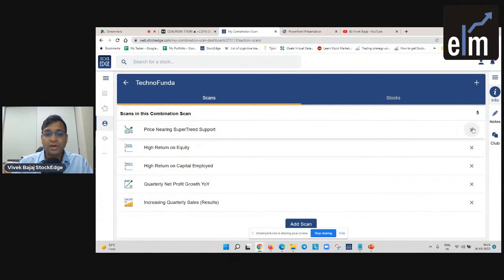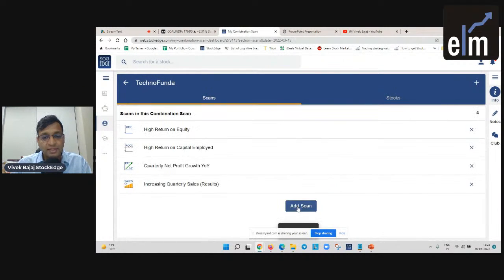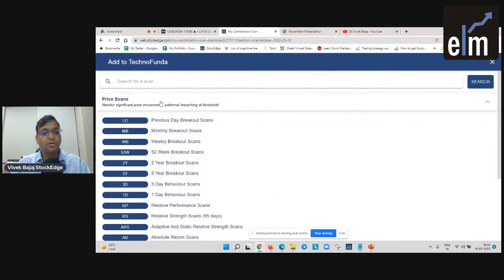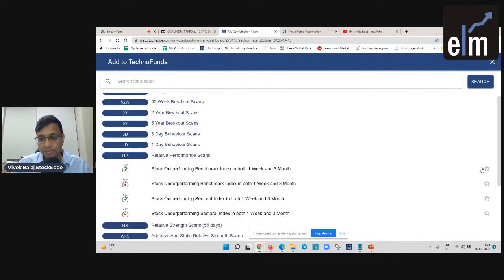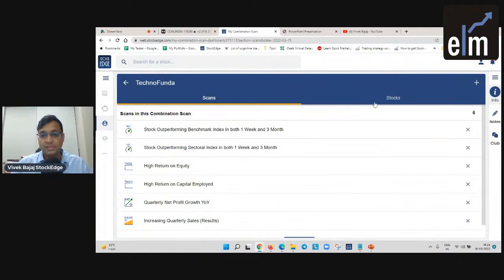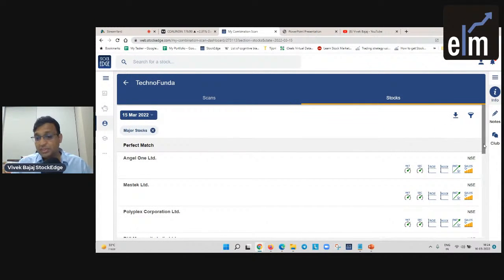If you don't like Supertrend, I can remove this, and I can say add something called a price based scanner, which I love. And I think StockEdge has the best price based scanner you will find anywhere. I simply love it. So let me just take two scanners which are my favorite, which is stock outperforming the benchmark index and stock outperforming the sector index. So let me see the list of the stocks here. So these are the stocks which are fundamentally doing good and showing price action as well.